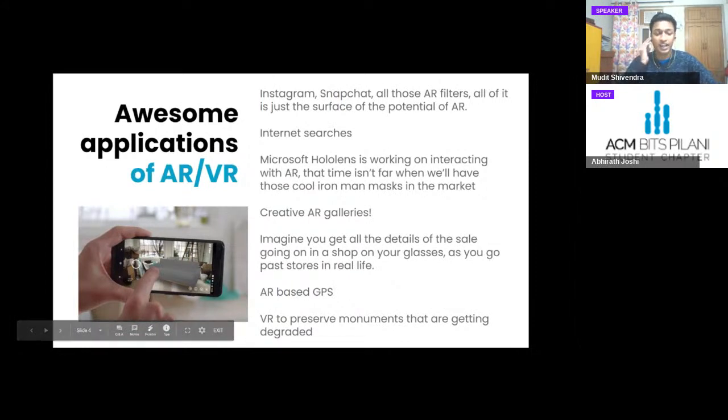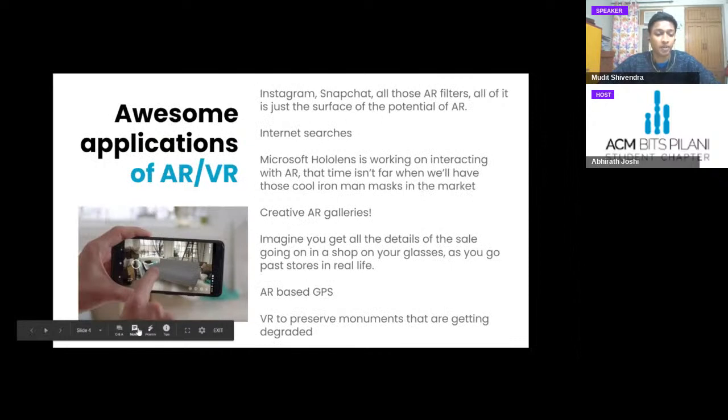Virtual reality is being used to preserve monuments that are getting degraded. There is a tomb in Egypt which has been completely converted into a VR environment. It is available on National Geographic's website, and you can view the complete tomb using your smartphone and a setup for virtual reality. So, a great method to preserve documents and things which are not in 2D form, which are in 3D form actually.